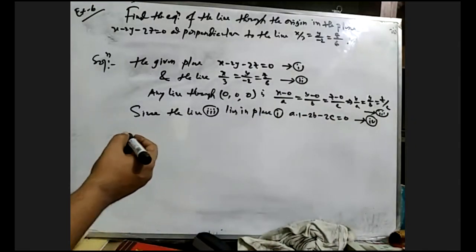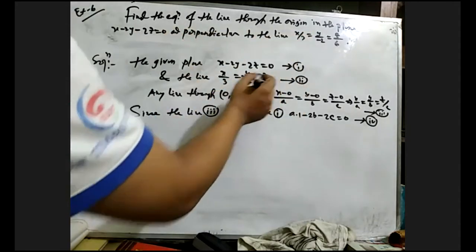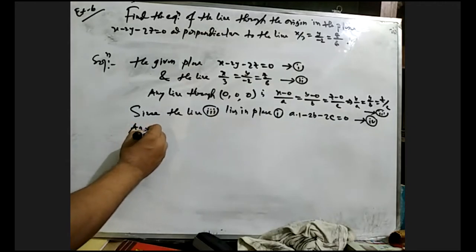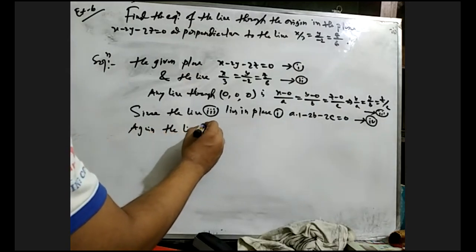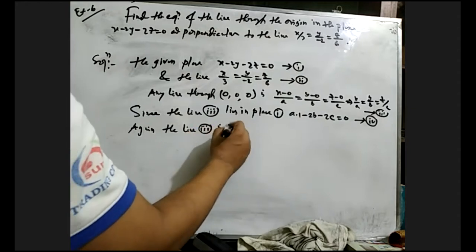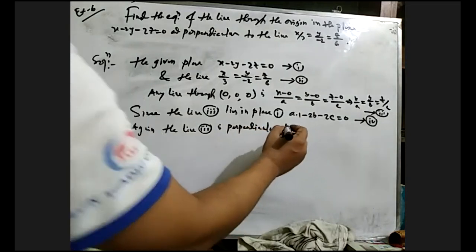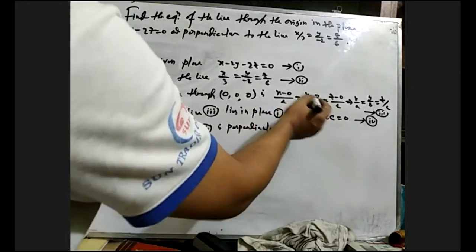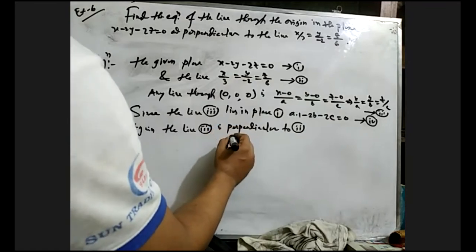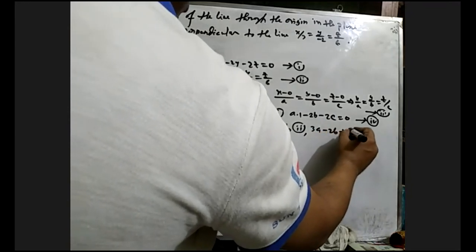Again, since the line 3 is perpendicular to line 2, in that case also 3a - 2b + 6c = 0. This is equation number 5.